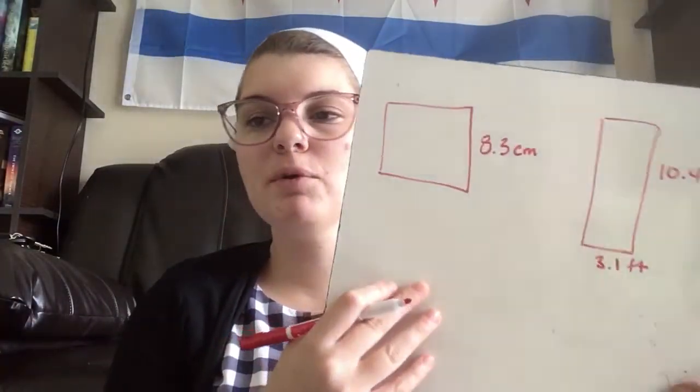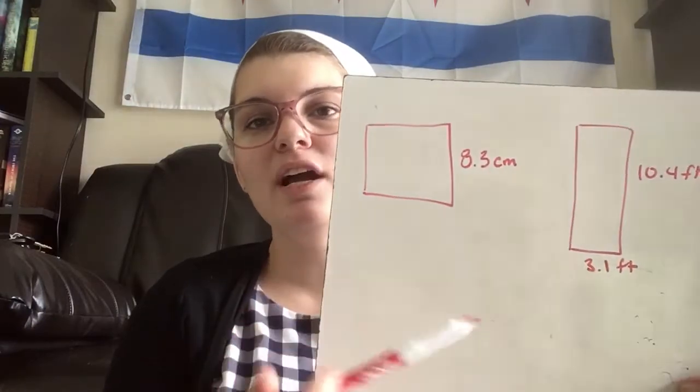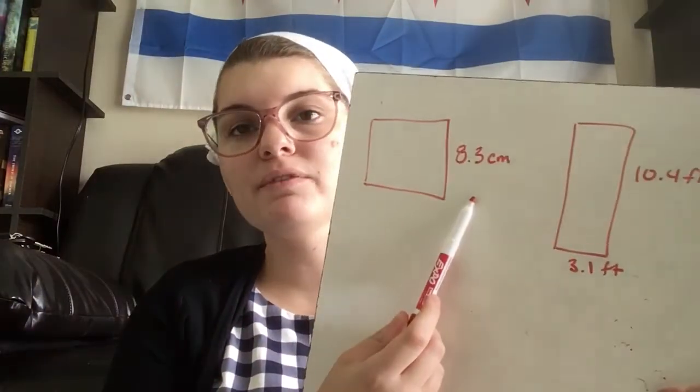All right, we're gonna do 2 more. We're just gonna do numbers 1 and 2, and then you are going to do the rest on your own. So let me draw these really quick. And then we have, so this one is 8.3 centimeters, 10.4 feet, 3.1 feet. Okay. So let's look at number 1. Number 1 is a square, and it gives us the side of 8.3 centimeters.